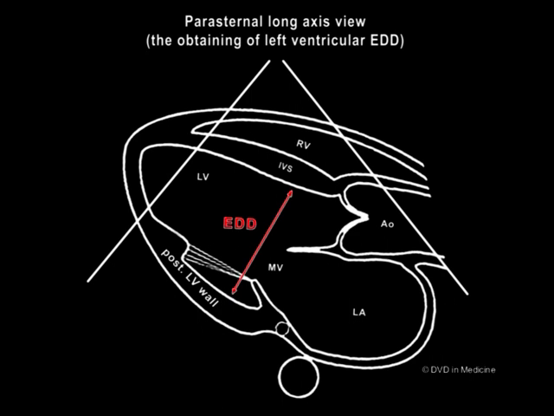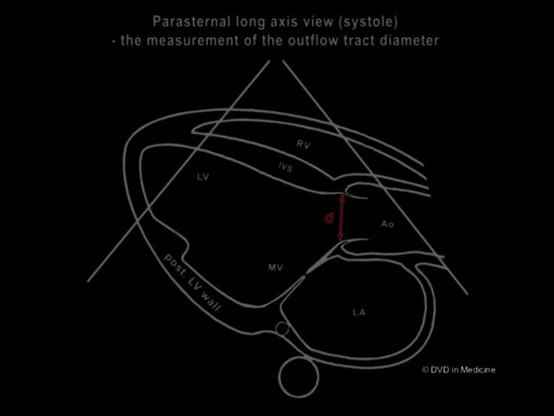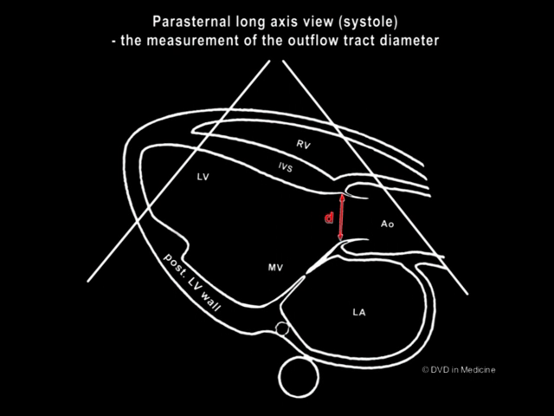First, one measures left ventricular end diastolic diameter on the parasternal long axis view. One executes this on a two-dimensional image using the cineloop function. Then, on the same parasternal long axis view, one measures the outflow tract diameter at the base of the aortic leaflets.